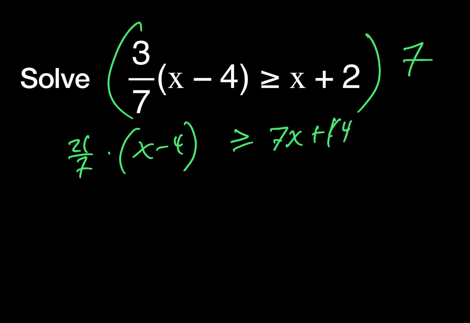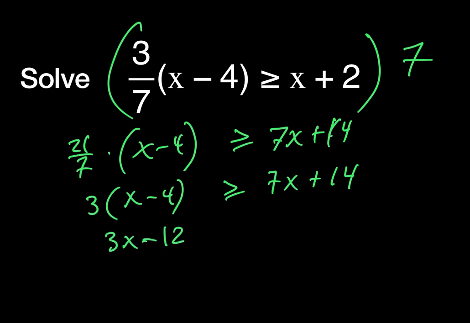And some people might wonder, how come I didn't multiply this by the 7? I did, but when I'm doing it, I'm multiplying 7 times 3/7 times x minus 4. This is all one term, so it only gets multiplied by the 7. These are two different terms because they're not in parentheses. That's why I multiplied them individually. 21/7 is 3. 3 times x minus 4 greater than or equal to 7x plus 14. 3x minus 12, distributive property, greater than or equal to 7x plus 14.